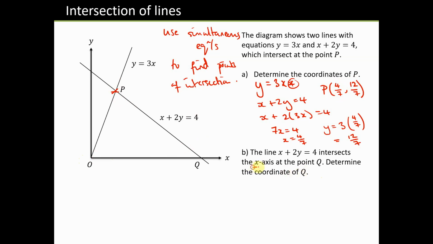Where it intersects the x-axis, this is where y equals 0. So we need to substitute y equals 0 into the equation they've given us, which is this line sloping downwards. So x plus 2 lots of 0 equals 4. So x equals 4. You need to write this as a full coordinate because we're talking about the coordinate of q. So q is going to be (4, 0).